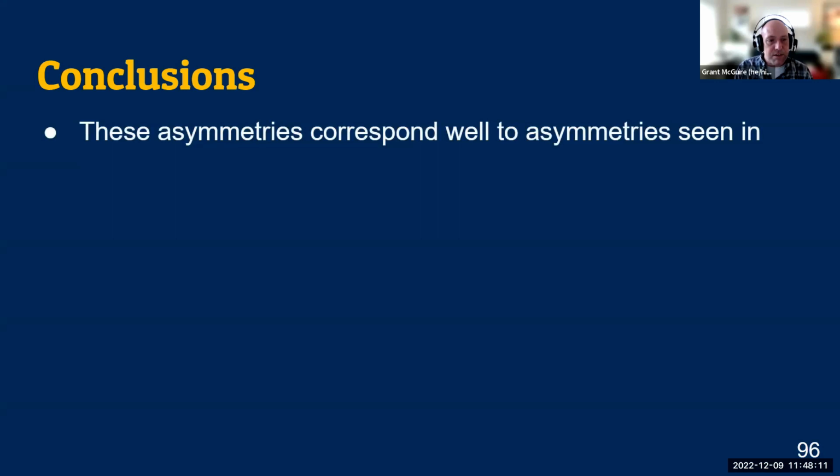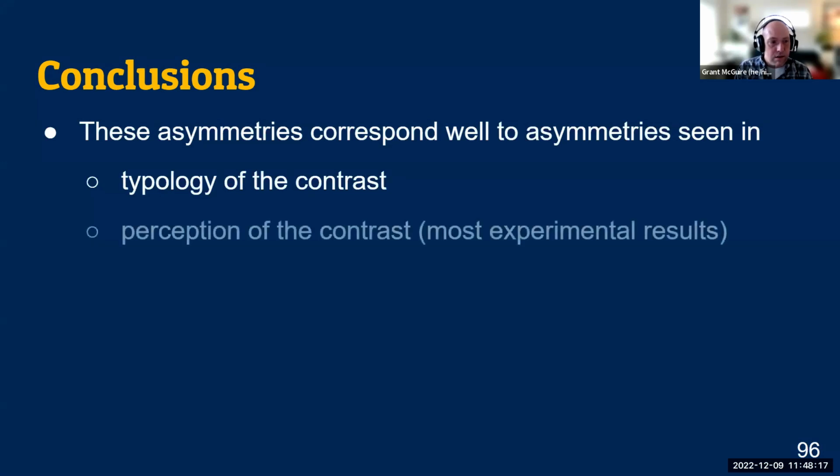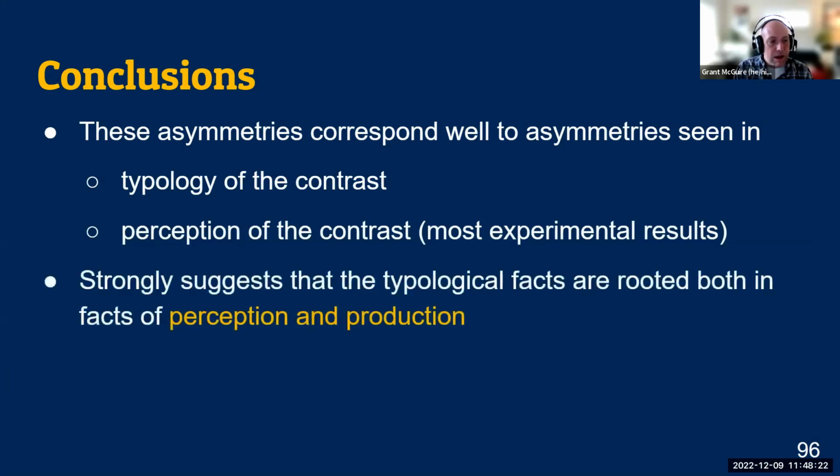Okay, these asymmetries correspond well to asymmetries in typology of the contrast, perception of the contrast, and also strongly suggest that the typological facts are rooted in both facts of perception and production, arguably a chicken and egg situation where it's hard to know what's driving what.